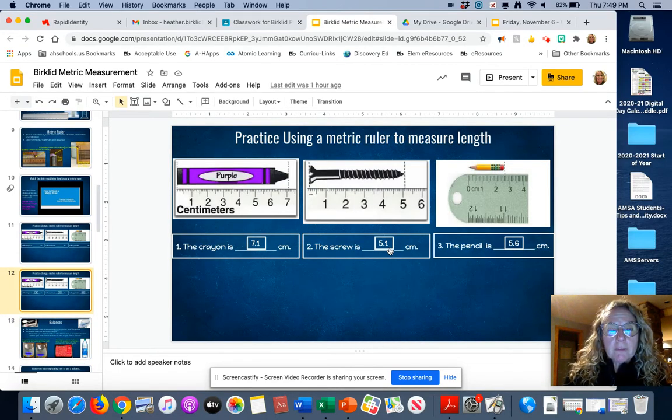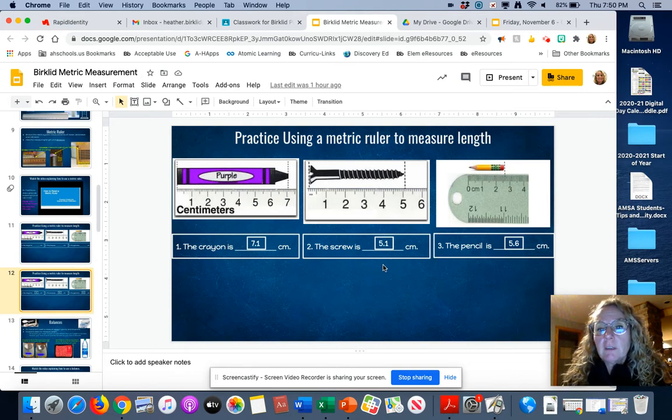The purple pencil is 7.1, so it is one little dash, which is a millimeter, past the 7, so that makes it 7.1 centimeters. Or if we were to make that into millimeters, it would be 71 millimeters, because there's 10 millimeters in each centimeter. The screw is 5.1 centimeters, or 51 millimeters, because if you're counting, you go 10, 20, 30, 40, 50.1, so 51 millimeters or 5.1 centimeters.